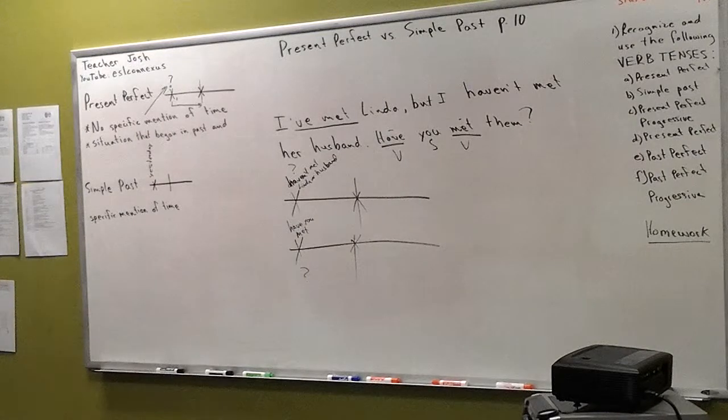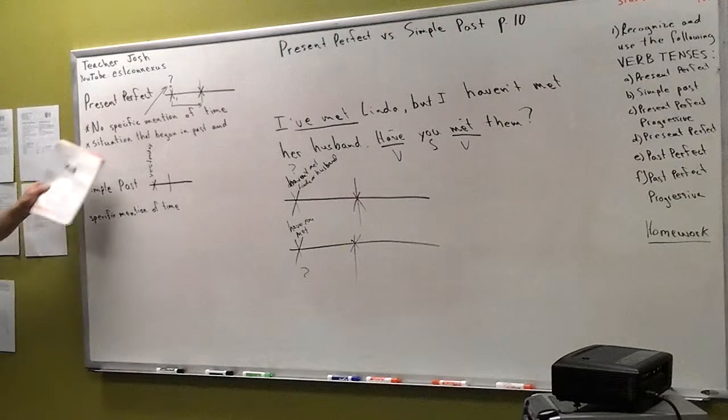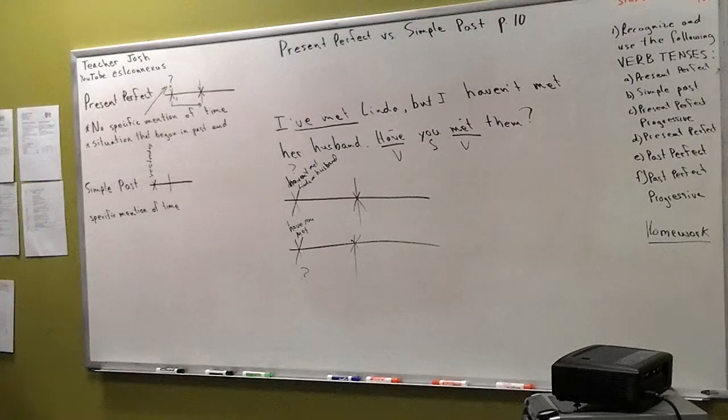Now, look at the simple past. The simple past is the opposite. A specific mention of time. So you might say something like yesterday, and you just keep it in the simple past. So if you want to mention something that started and ended in the past at a specific time, just use simple past. Ali, read B.